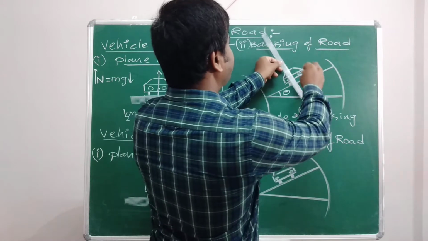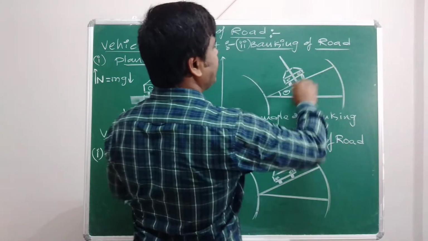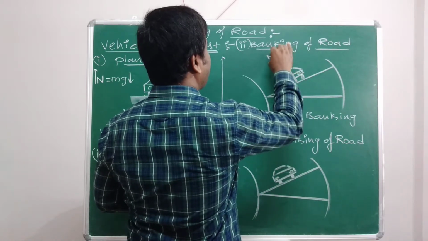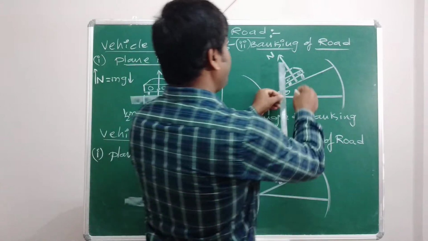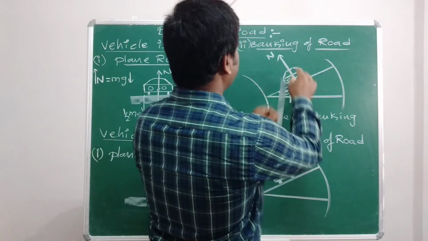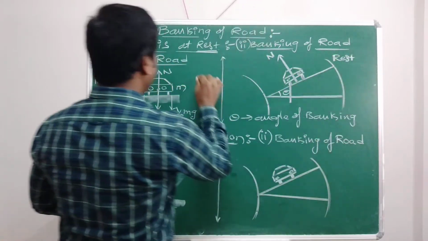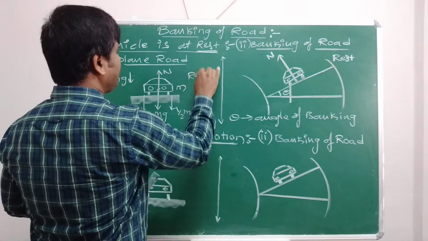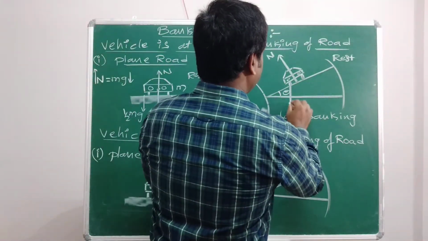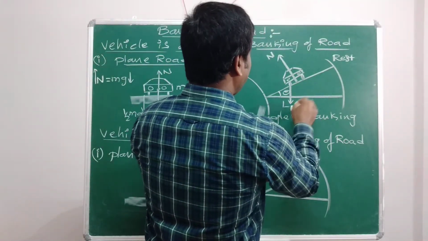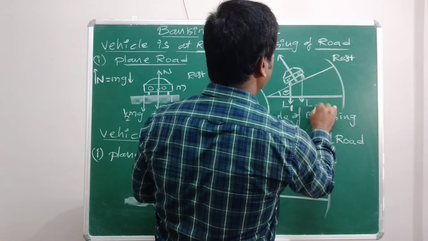So normal reaction is always perpendicular to the inclined plane. So this is the normal reaction. Okay, and the load is taken in rest position only. In this situation, this load is taken as L1 and this load is taken as L2.